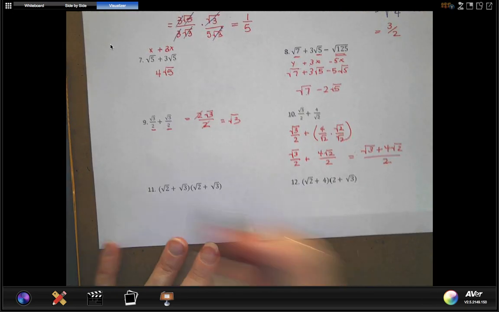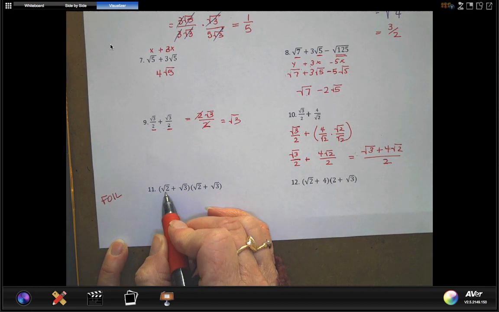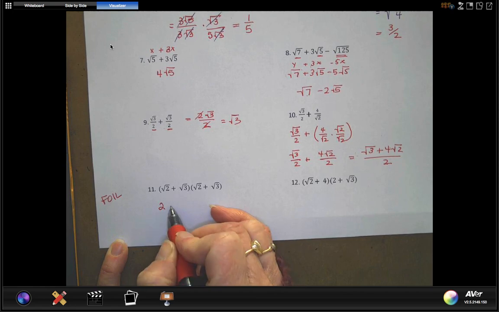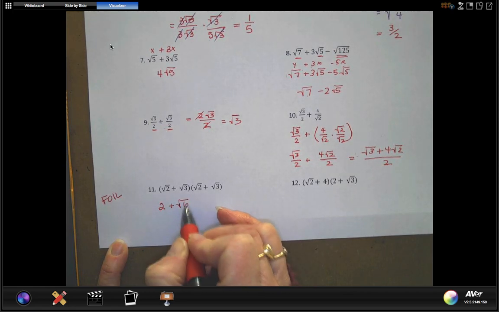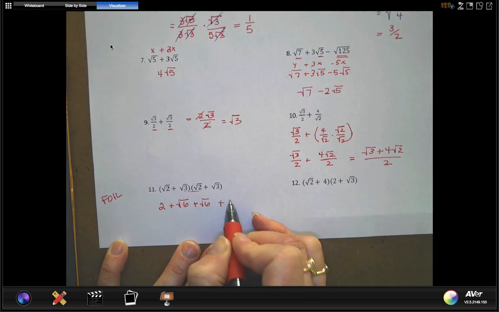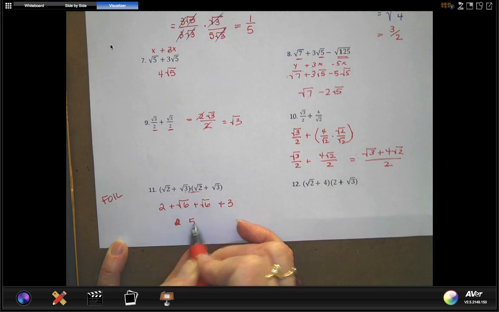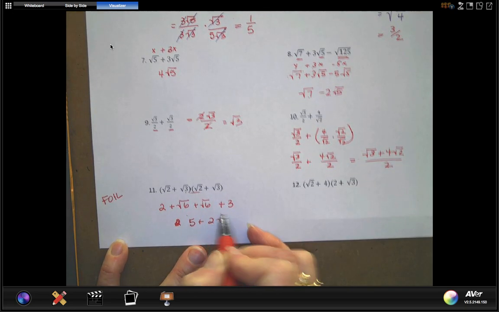All right, this one has a multiplication, so you would FOIL. So the first, the square root of 2 times the square root of 2, is 2. The outer would be the square root of 6. The inner would be the square root of 6. And the last would be 3. So you'd have 2 plus 3, which is 5. And then this would give you 2 square roots of 6.